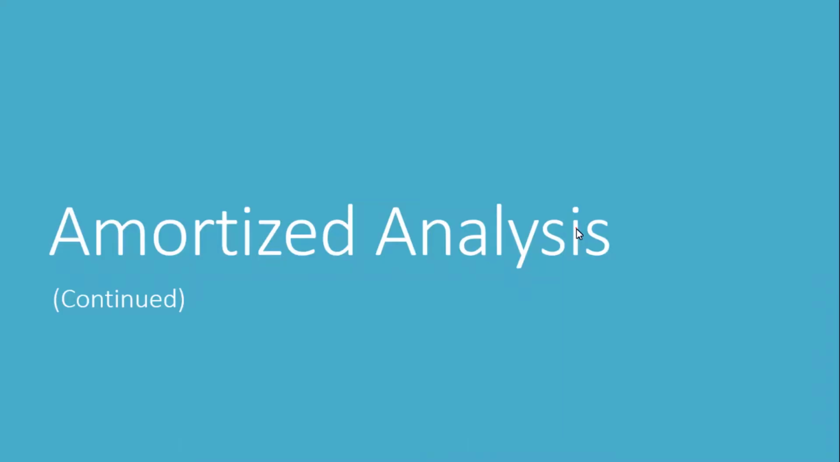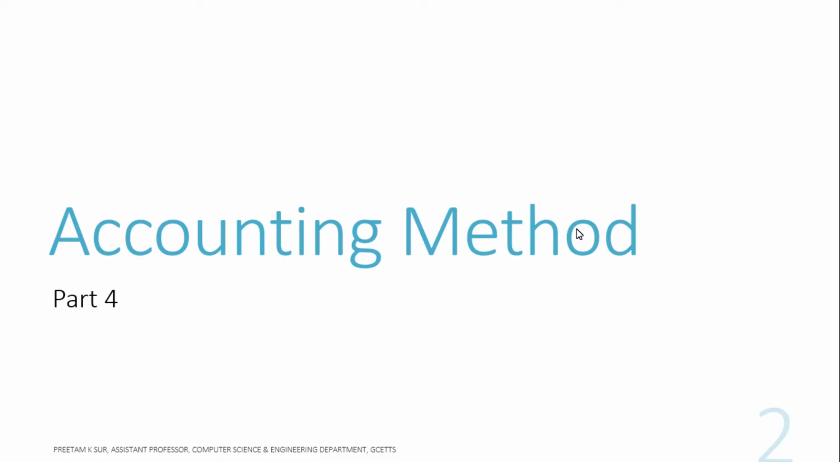In the last lecture, we started our discussion on amortized analysis, and we also saw one technique of amortized analysis, which is the aggregate method. In this lecture, we are going to explore the other two. In this part, we are going to discuss the accounting method, and in the next part we are going to discuss the potential method.